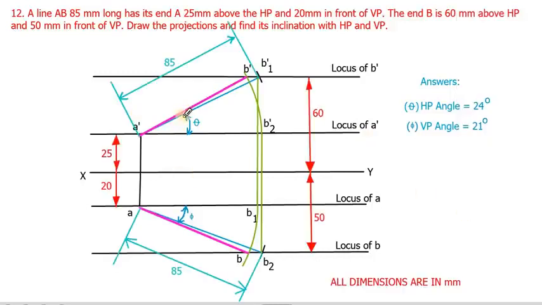Okay, see here. I have marked all the dimensions, that is above HP 25 mm, in front of VP 20 mm, that is A point. Similarly B point above HP 60 mm and in front of VP 50 mm. True length line with HP 85, true length line with VP 85. All dimensions are in mm. Like that you have to finish the problem.